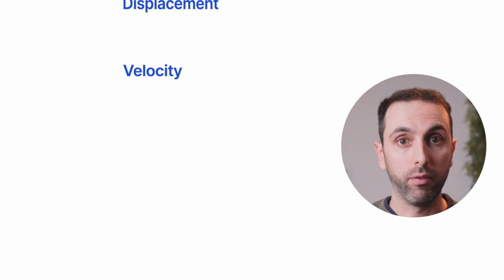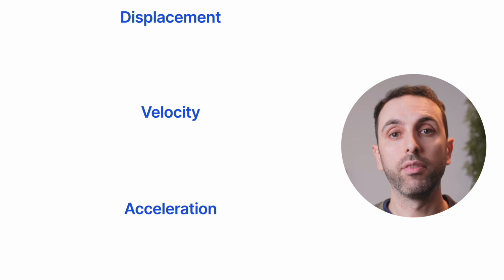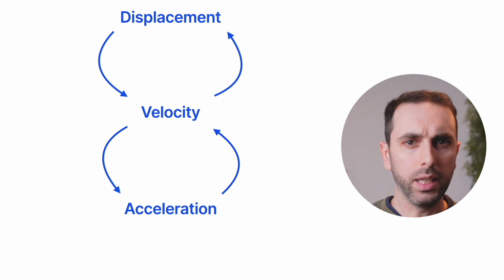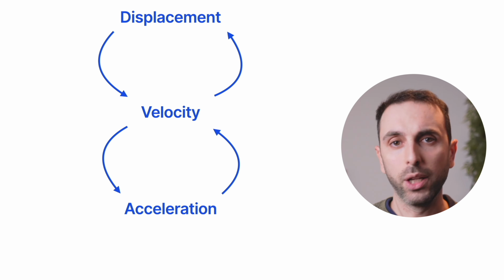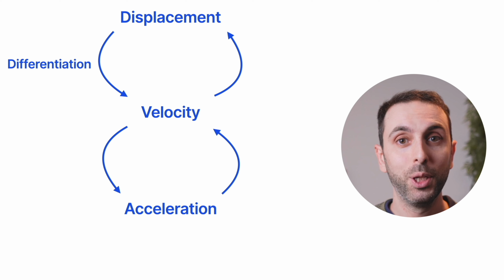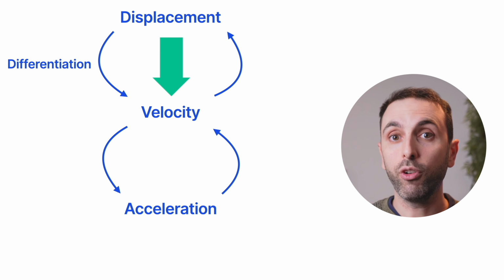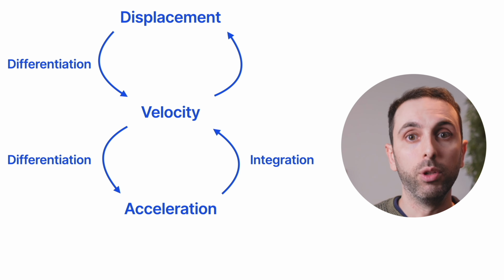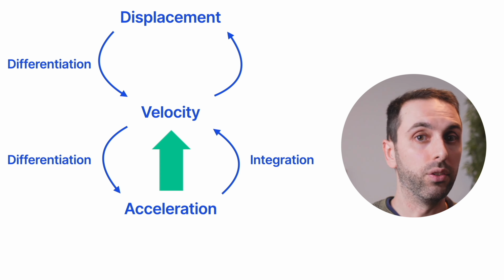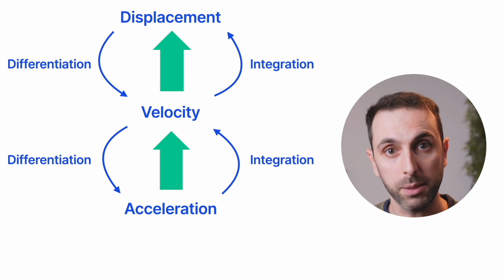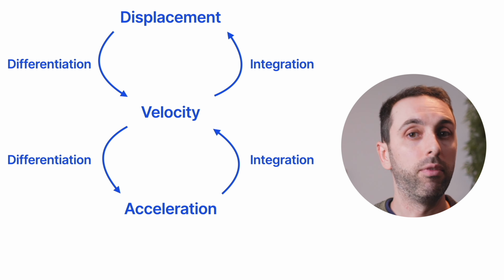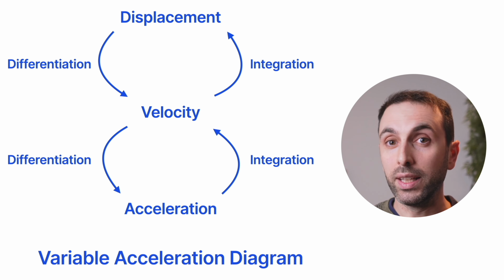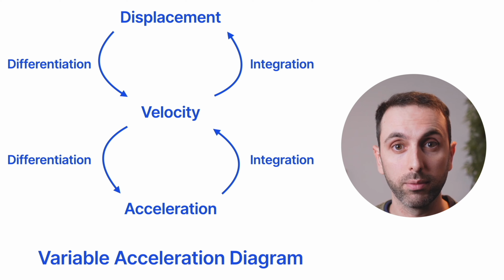Furthermore, we can represent a relationship between displacement, velocity, and acceleration in terms of the following diagram. So we can easily move down this chain by using differentiation to go from displacement to velocity or from velocity to acceleration, meaning we can integrate to move up this chain to go from acceleration to velocity or from velocity to displacement. And this diagram will come very handy for us when completing any variable acceleration questions.